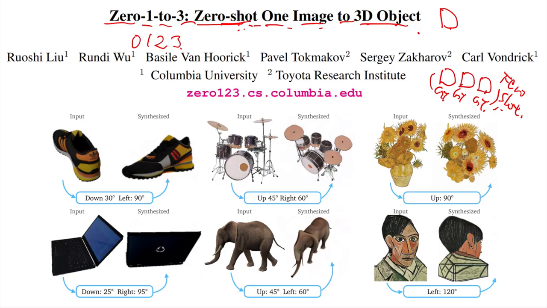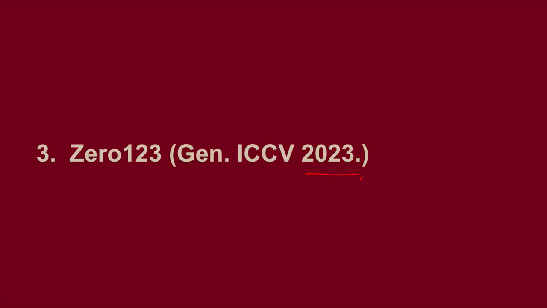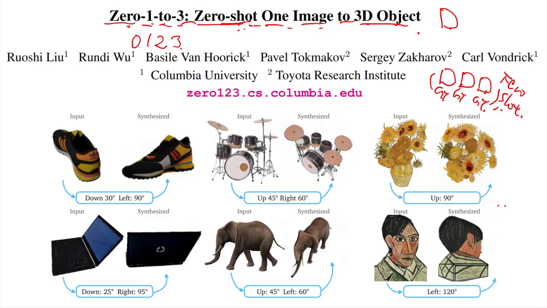So there's Zero-1-2-3, and this one shows the result. This is presented at ICCV 2023. As you can see, the image quality is much better than the previous one, right? But the task is slightly different. In DreamFusion, the goal was generating 3D assets from a text prompt, text to 3D, but here it's image to 3D. And you can see the input and synthesized ones.